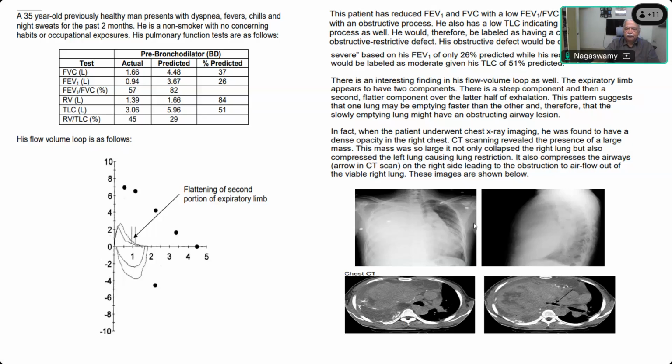The picture of his chest X-ray and the other imaging showed that he has a massive mass, large enough to collapse the right lung but also compress the left lung, causing lung restriction. So that is how the obstructive and restrictive pattern came. So this is a mixed obstructive and restrictive disease. The DLCO is not given, so we cannot comment about the diffusion in this case.